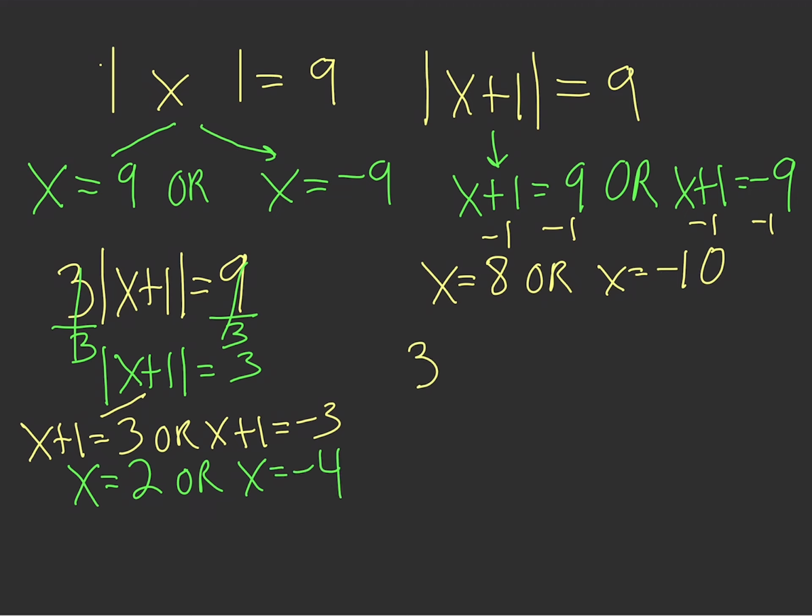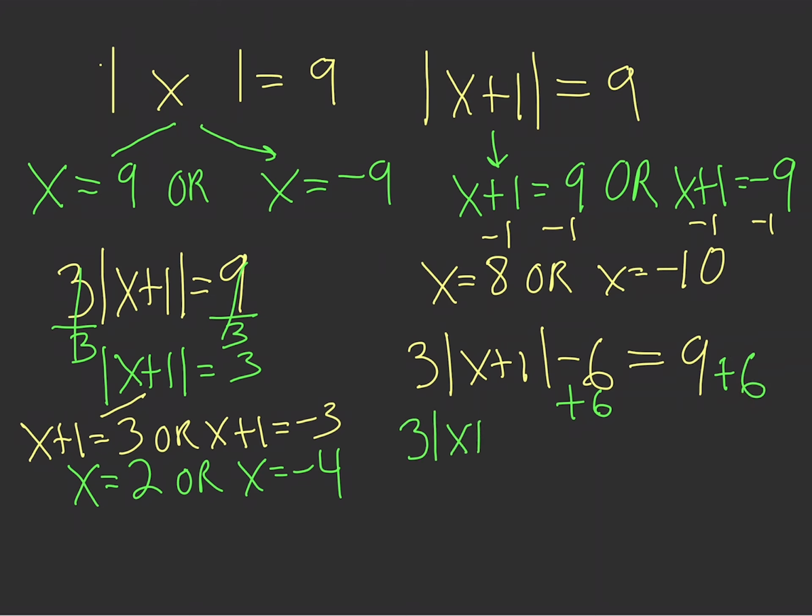Let's add one more step that we might run into. I'm going to keep that 3 in front of the absolute value of x plus 1, but I'm going to have something after it, say minus 6 is equal to, you guessed it, 9. So what I want to do is add the 6 to get rid of that first. I'm going to add to both sides. Now, that means I'm going to end up with 3 times the absolute value of x plus 1. The minus 6 went away, but it's equal to 15 now on the right side.